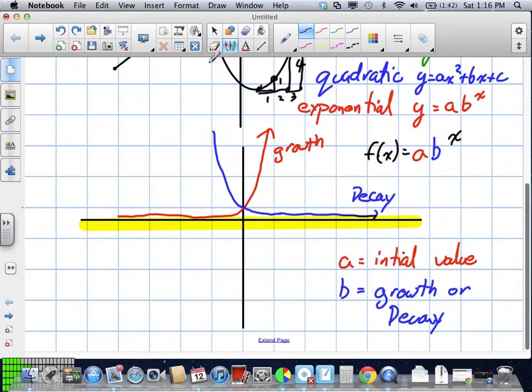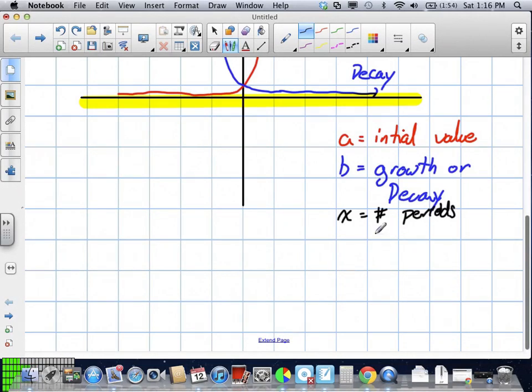And then, well, X is our exponent, but they also usually represented as the number of periods or the number of times something happens. Okay, so we'll call it like number of periods, or number of times something happens.